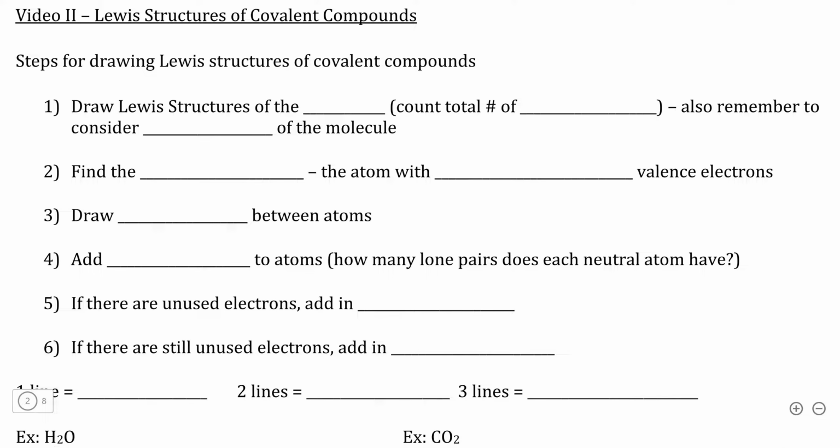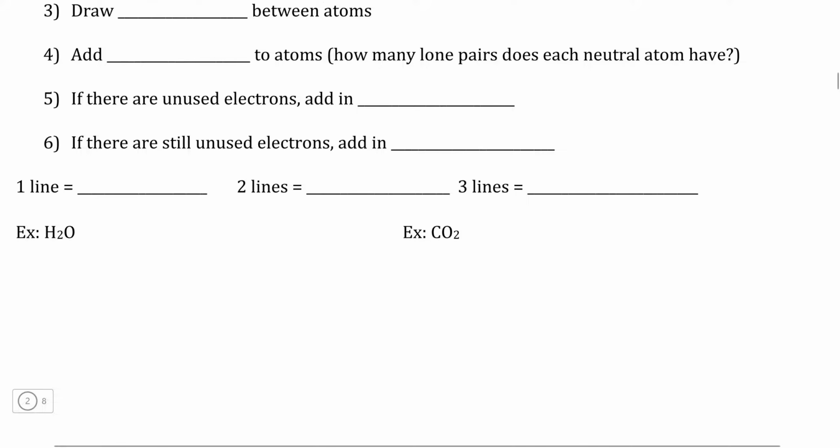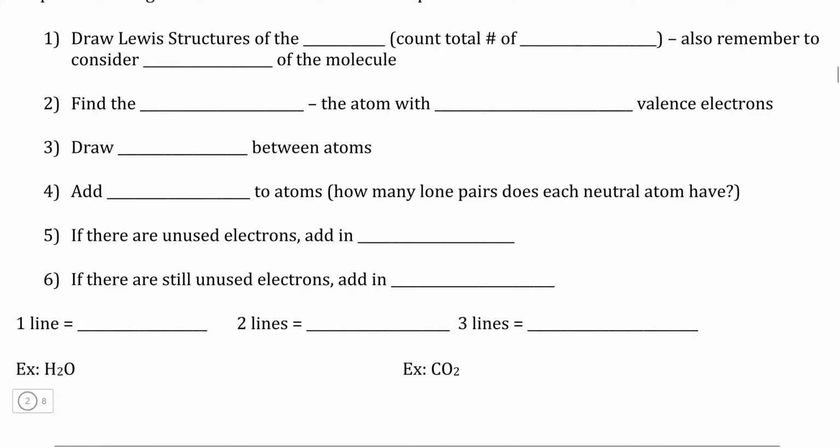In this video, we're going to learn the process for drawing Lewis structures that represent covalent compounds, and just like the process with ionic compounds, we're going to be using real compounds in order to illustrate what to do for each specific step. Step 1 is actually identical to ionic compounds in that it's always a good idea to draw the individual atoms and while doing so, count the number of valence electrons that each individual atom has.